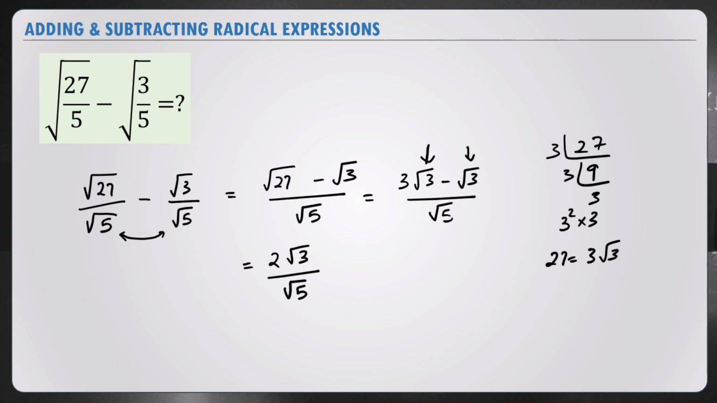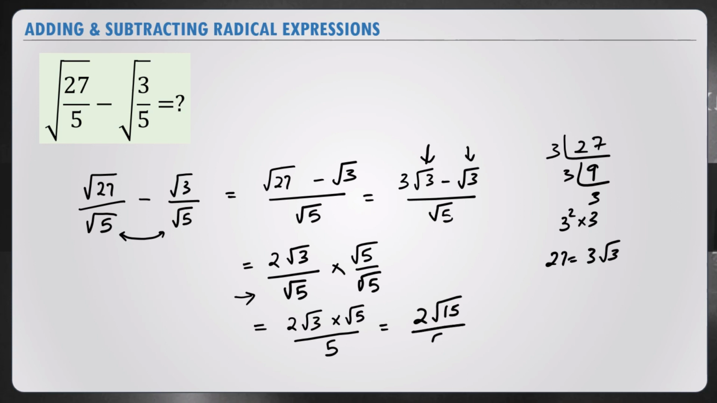And it is always good to rationalize by trying to remove a radical sign from the denominator. Rationalize this by multiplying by root 5 over root 5, which is actually equal to 1. This works out to 5 down here and 2 root 3 times root 5 over 5, which works out to 2 root 15 over 5, and that's your solution.